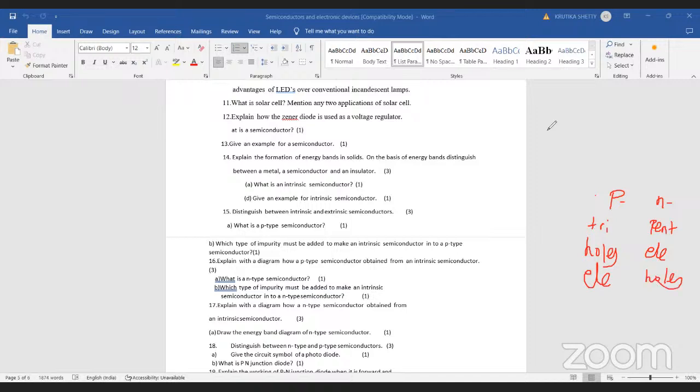Okay, so this is regarding intrinsic and extrinsic semiconductors. Then next, the p-type semiconductor we have discussed in the last class. See question 15, the b part question: which type of impurity must be added to make the intrinsic semiconductor an n-type semiconductor? Yes, in the MCQs also we have discussed it. Here, which one is it? P-type semiconductor: which type of impurity must be added to make the intrinsic semiconductor a p-type semiconductor?